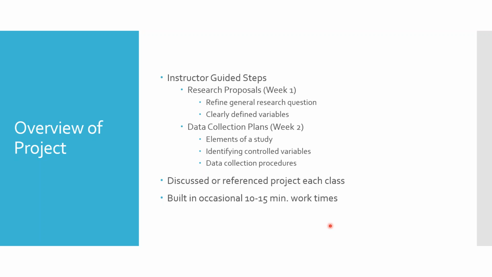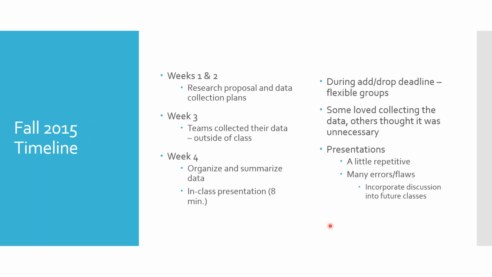So that's the general overview that I used both semesters. Now I want to talk about specifically how I used the project in the fall versus how it was used in the spring. In the fall timeline, weeks 1 and 2, as the previous slide indicated, the research proposals and data collection plans were due. The research proposal was mainly addressed in class in week 1, although I didn't have them turn it in because they might want to modify it as they worked on their data collection plan. At the end of week 2, the data collection plan and research proposals were due.